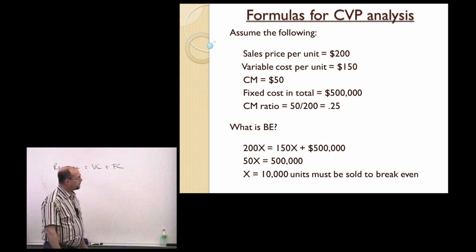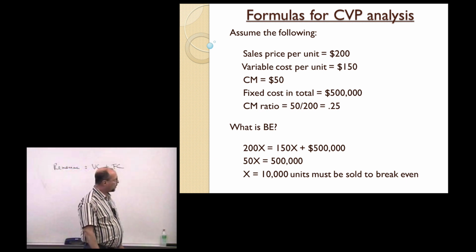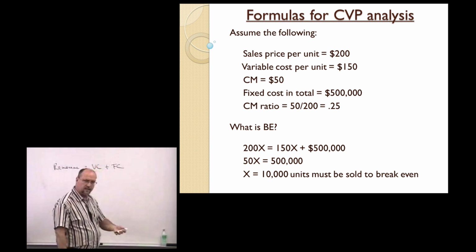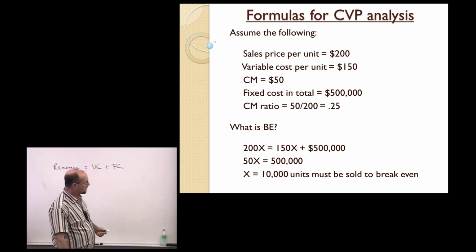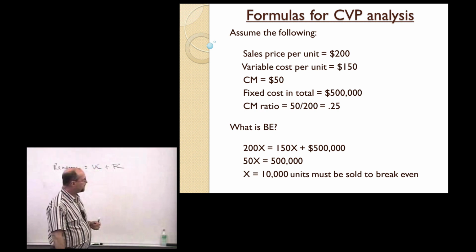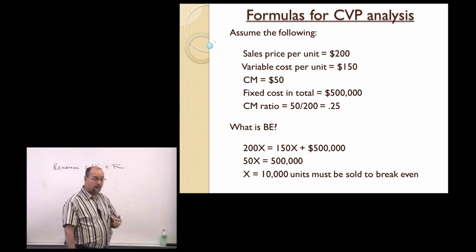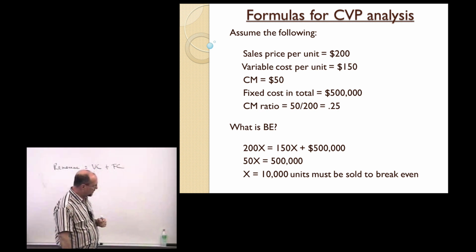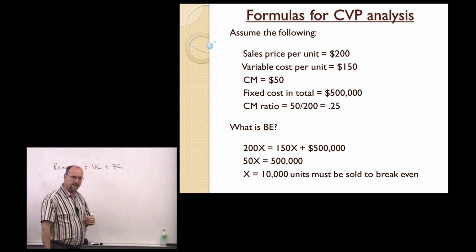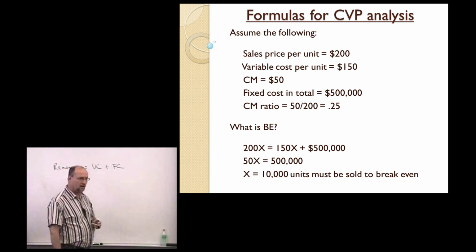Okay, let's take a look at this example. Our sales price for each unit we sell is 200. Our variable cost per unit, things like direct materials, direct labor, supplies, utilities, etc., 150, leaving us a contribution margin of 50. 200 minus 150 equals 50. Fixed costs in total are 500,000. Again, just think of rent, straight line depreciation, maybe property tax, insurance. Okay, our contribution margin ratio, therefore, is 50 divided by 200. 25% of each sale contributes to covering our fixed costs.